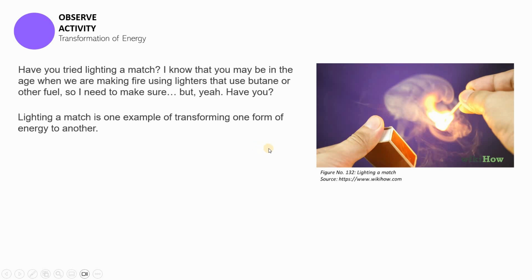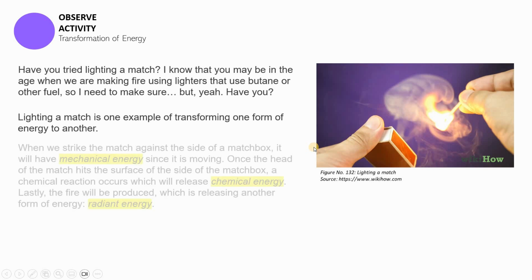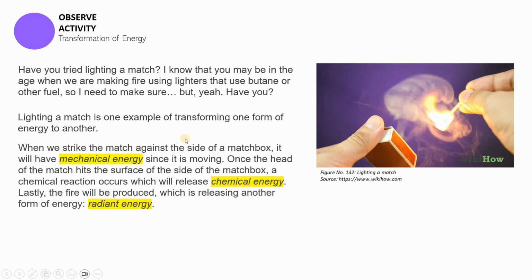Lighting a match is one of the most common examples of transforming one form of energy to another. When you strike the match against the side of the matchbox, it will have mechanical energy since it was moving. And then, when the head of the match hits the surface of the side of the matchbox, a chemical reaction occurs, which actually releases chemical energy. Now, lastly, once the fire is produced, it will be releasing another form of energy called radiant energy.